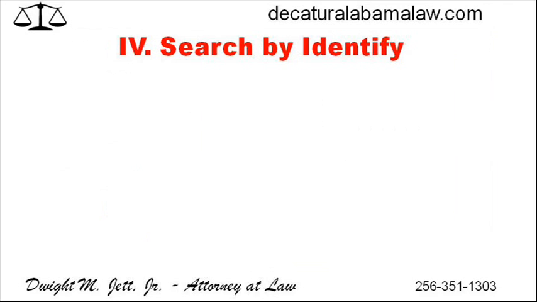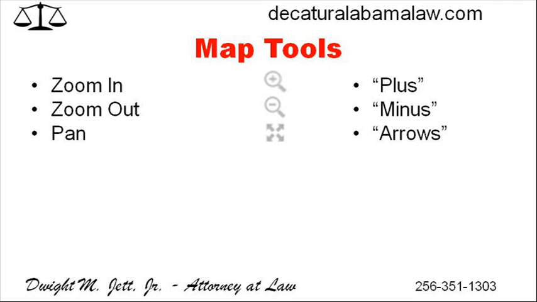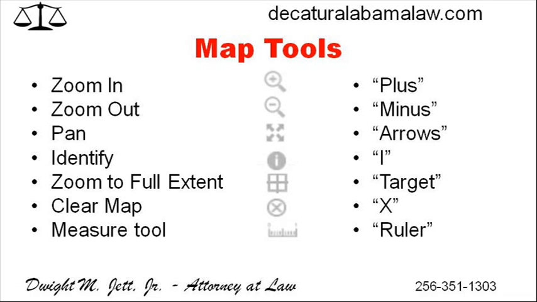Search using identify. Look at your map tools. Zoom in looks like a magnifying glass with a plus sign in it. Zoom out looks like a magnifying glass with a minus inside of it. Pan looks like 4 arrows all going off in diagonal lines. Identify looks like a circle with an eye in it. Zoom to full extent looks like a target. Clear map looks like an X. Measure tool looks like a ruler. And printer looks like a printer.